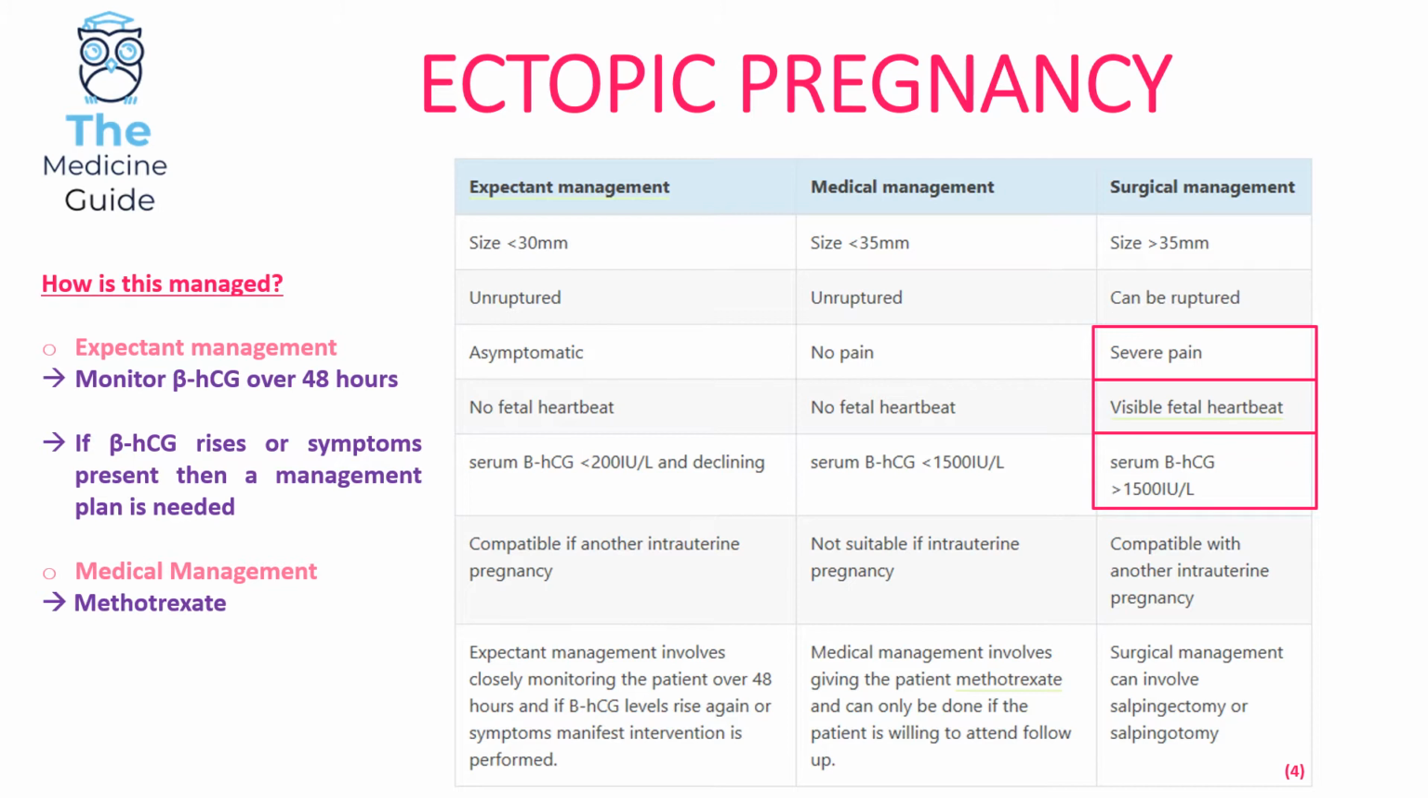Medical management of an ectopic pregnancy involves using methotrexate, because methotrexate is highly teratogenic. Surgical management of an ectopic pregnancy involves a salpingectomy or salpingotomy. These are two very similar sounding words, but it's quite important that you understand the difference between the two.